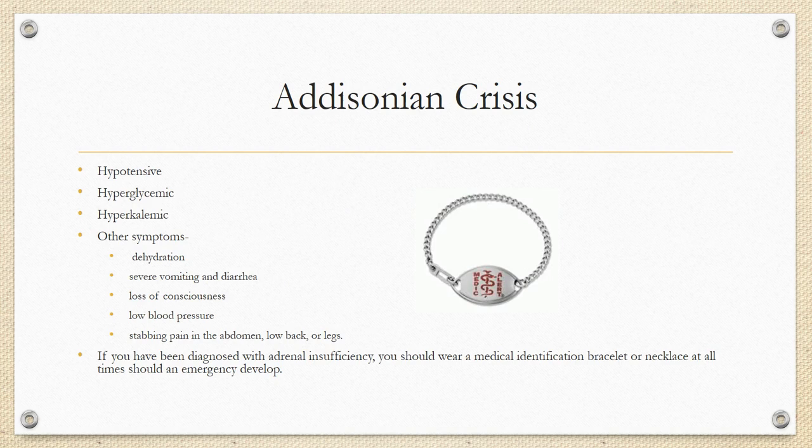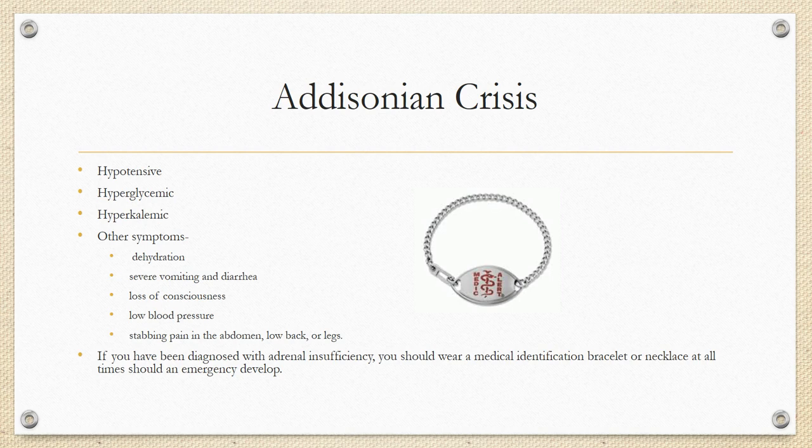There's something also called the Addisonian crisis. This is where a patient will become hypotensive, hyperglycemic, hyperkalemic. Other symptoms will be dehydration, severe vomiting and diarrhea, loss of consciousness, low blood pressure, and stabbing pain in the abdomen, lower back, and legs.